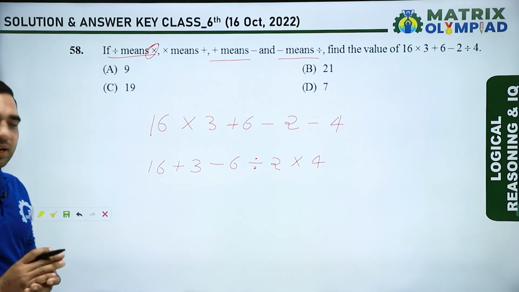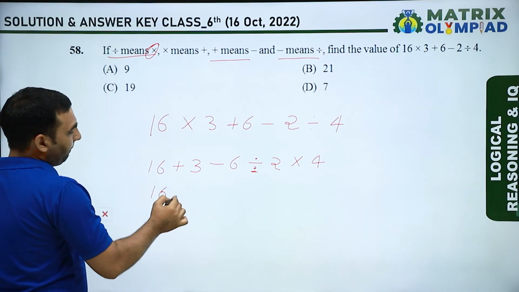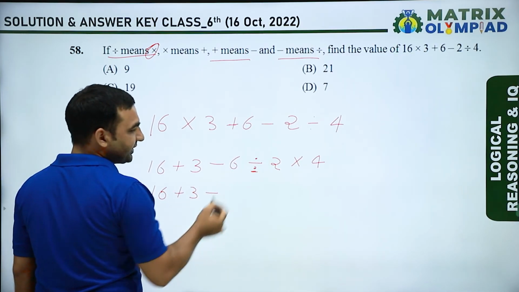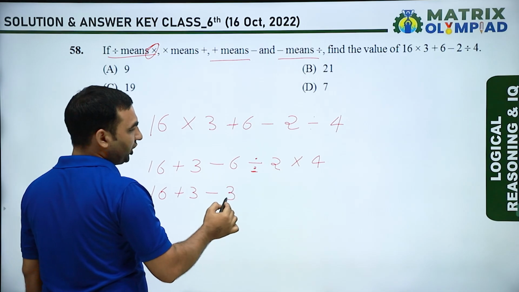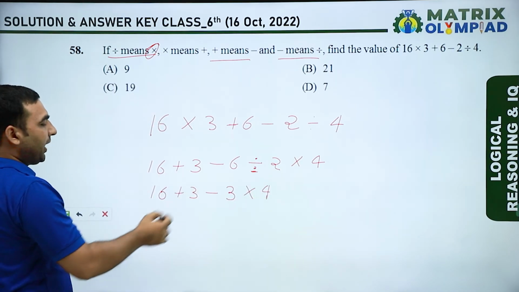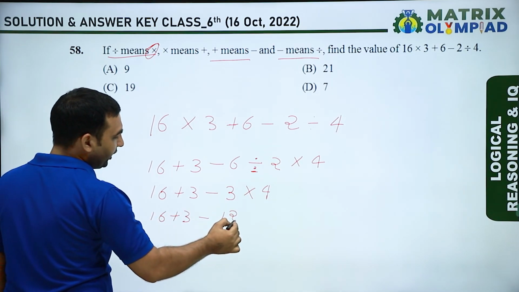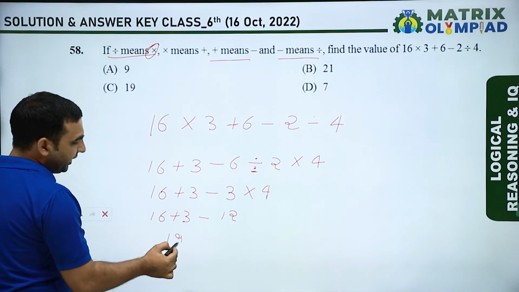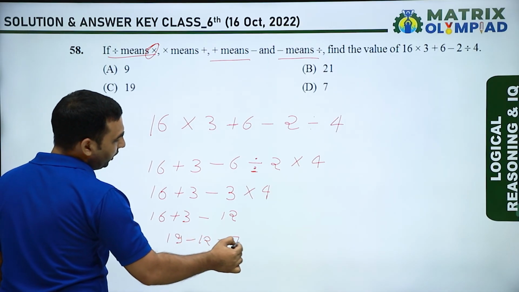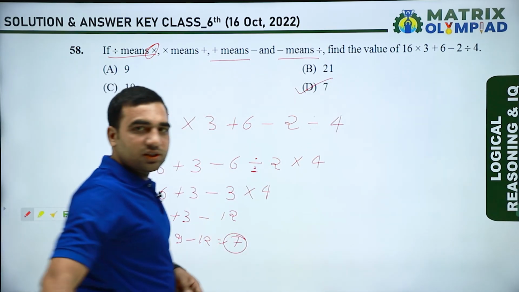If we solve by BODMAS, first solve divide, then 16 plus 3 minus 6 is divided by 2, then we get 3 into 4. Then we solve the next term, multiply: 16 plus 3 minus 4 into 3, 12. 16 plus 3, 19, minus 12 is equal to 7. Our answer is 7. Option D is the correct answer.